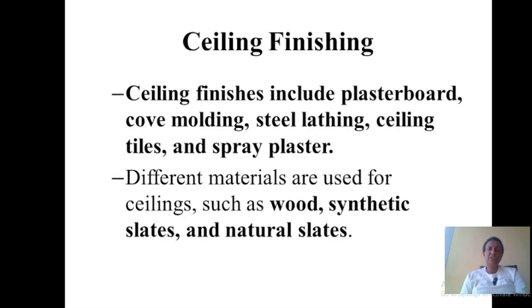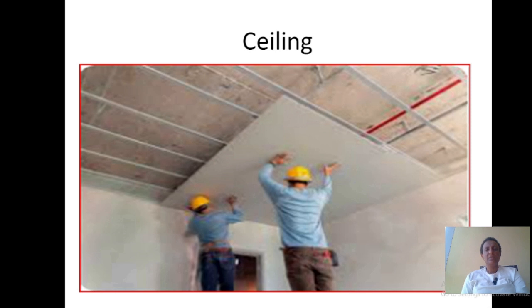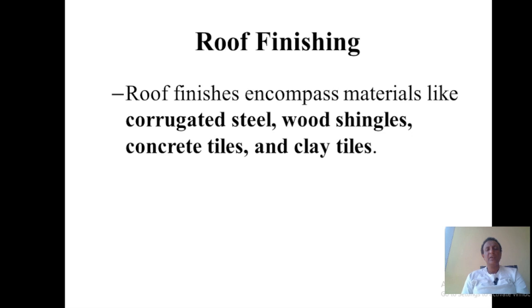The other type of finishing is ceiling finish. Ceiling finishes include plasterboard, cove molding, steel glazing, ceiling tile, and spray plaster. Different materials are used for ceilings such as wood, synthetic, slate, and natural slates. Here is the picture to show you how ceiling finishes look.